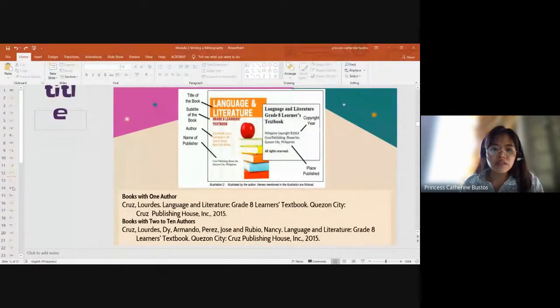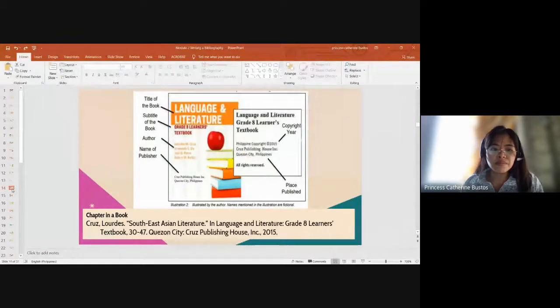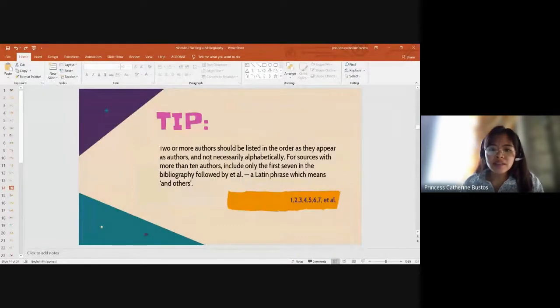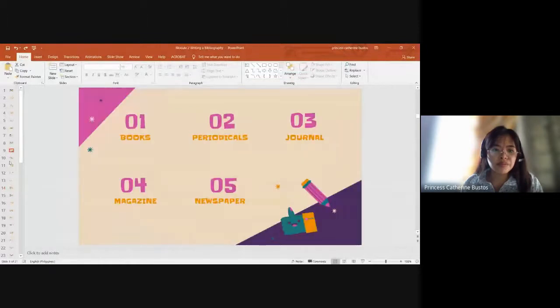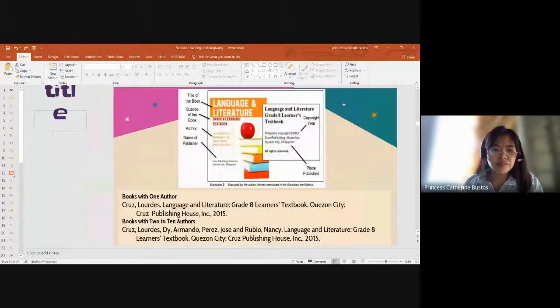Okay, wait a minute. It says here that two or more authors should be listed in the order as they appear as authors. So if you can see here on our book a while ago, there are four authors. We have Lourdes, Armando, Josie, Nancy.